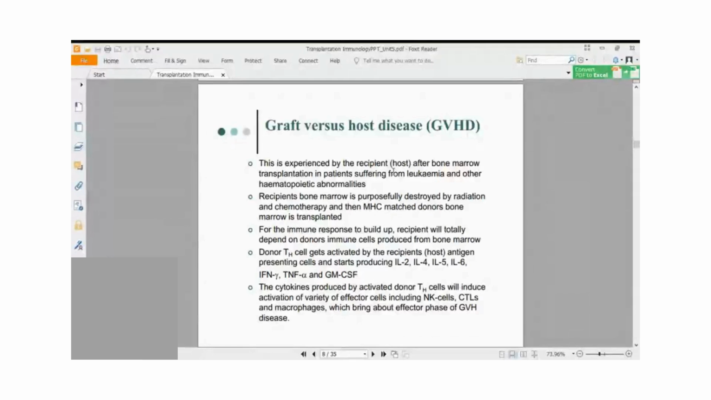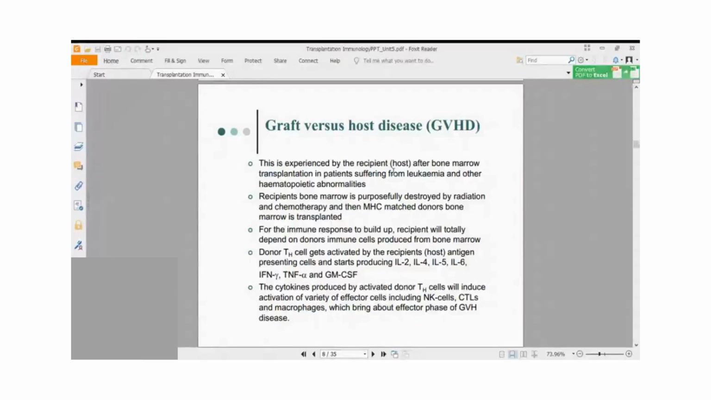GVHD syndrome. And you know that there are people who receive bone marrow transplantation, and such people are either suffering from certain types of blood related cancers, that is leukemias, or they may be having some blood related disorders. They may be having sickle cell anemia or thalassemia or different kinds of hematopoietic abnormalities. And such people will receive the bone marrow, and the donor bone marrow is transplanted into them.